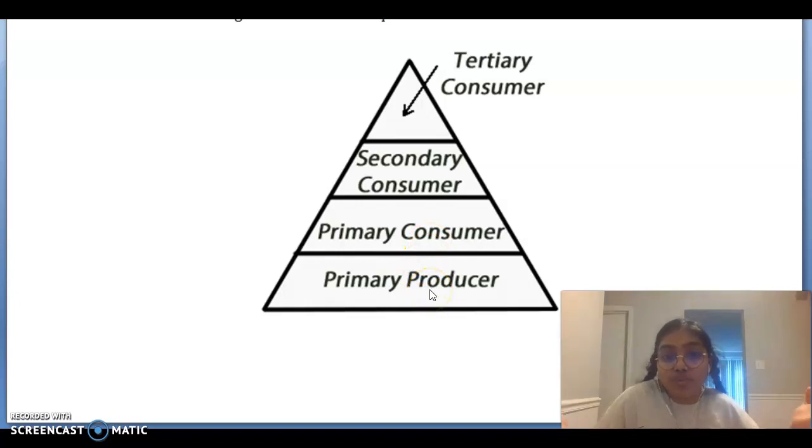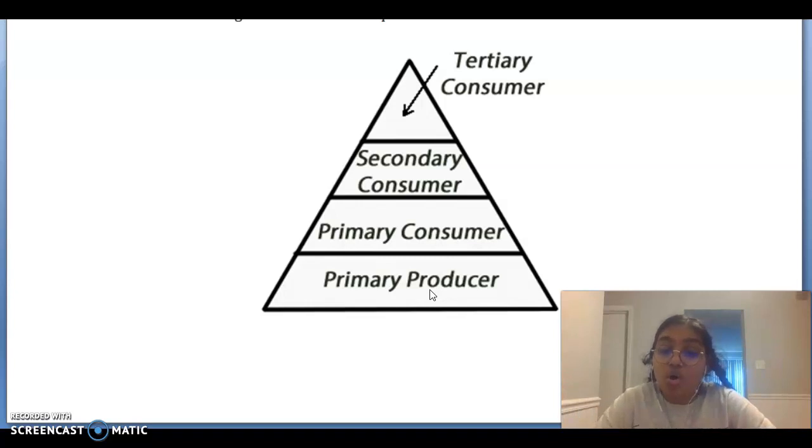A primary producer is something that creates or produces its own food. An example of these would be plants or flowers. They undergo a process called photosynthesis, right? Where they use the sunlight and they take in carbon dioxide, as we learned yesterday, and release oxygen, and they produce their own sugar. And they use this sugar to survive. So those are primary producers.